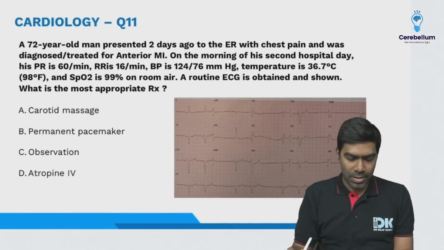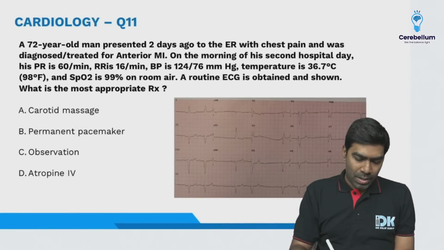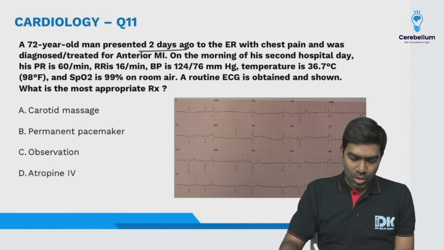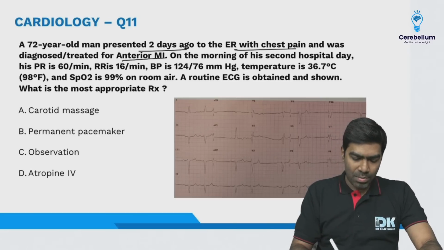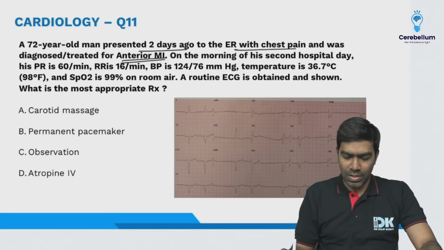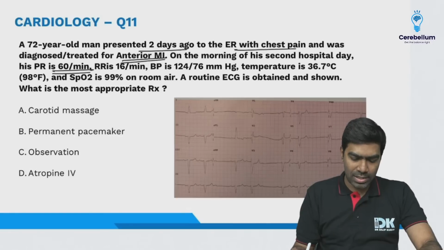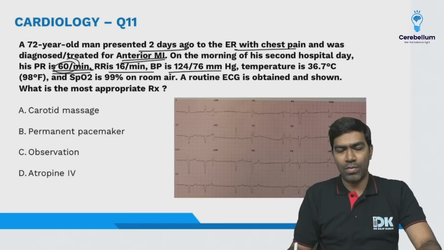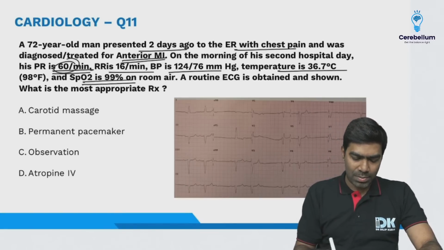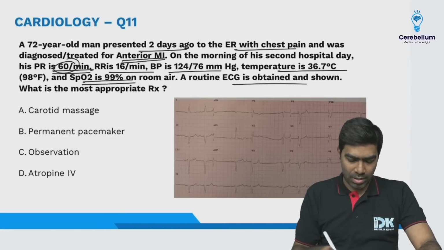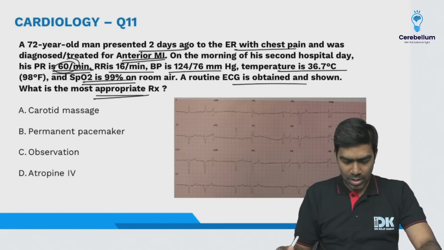What about question number 11? A 72-year-old man presented 2 days ago to the emergency room with chest pain and was diagnosed and treated for anterior myocardial infarction. On the morning of his second hospital day, his pulse rate is 60, which means he is bradycardic, respiratory rate is 16, BP is normal 124/76, temperature is 36.7 degrees Celsius, SpO2 is 99. A routine ECG is obtained. What is the most appropriate treatment?